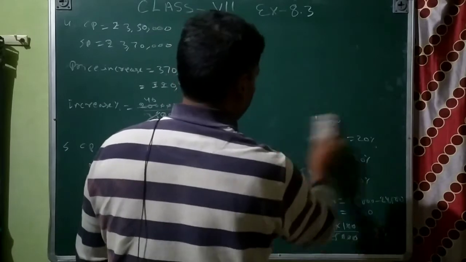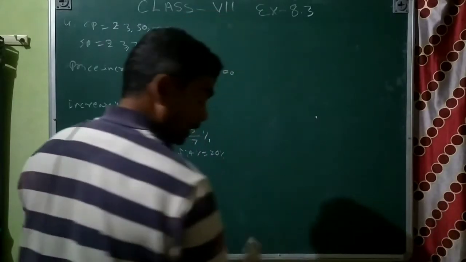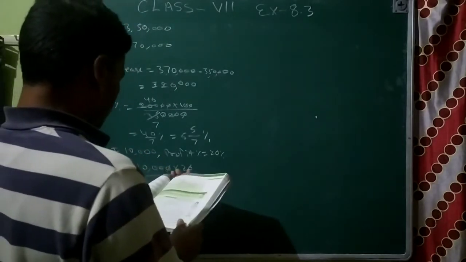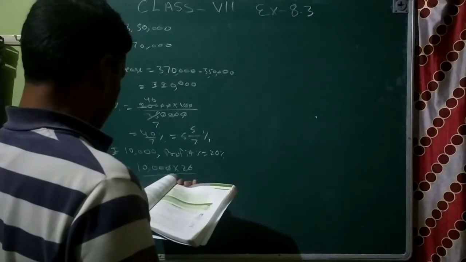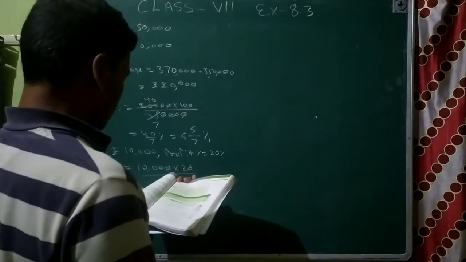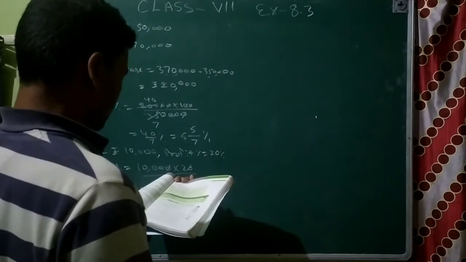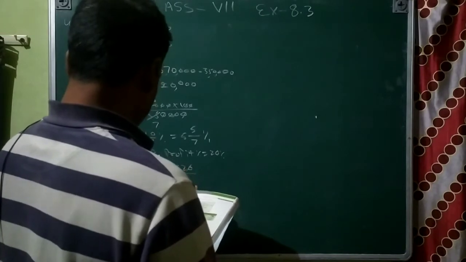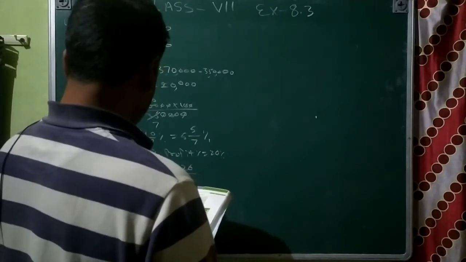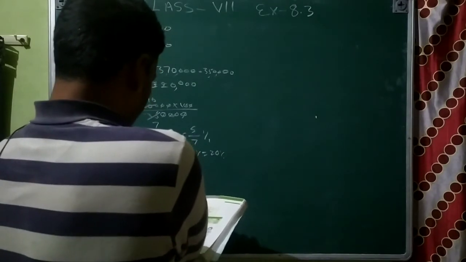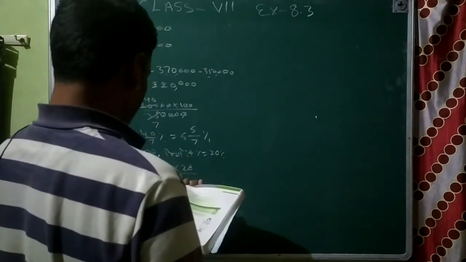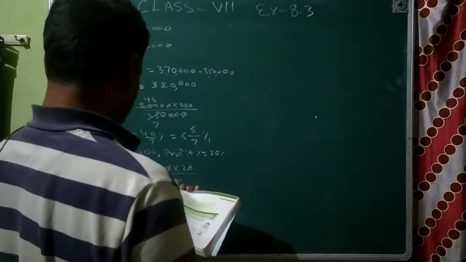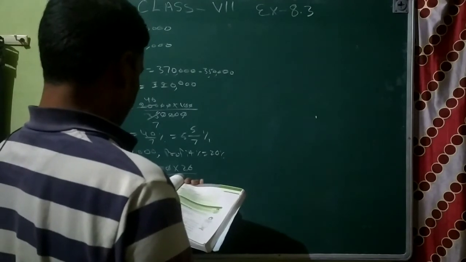And then question number 6. Juhi sold a washing machine for rupees 13,500 at a loss of 20% in a bargain. What was the price at which she bought it? Juhi sold a washing machine for rupees 13,500 at a loss of 20%. So what was the price at which she bought it?